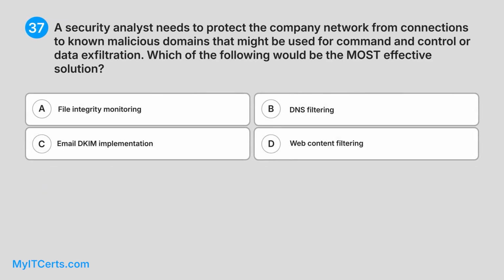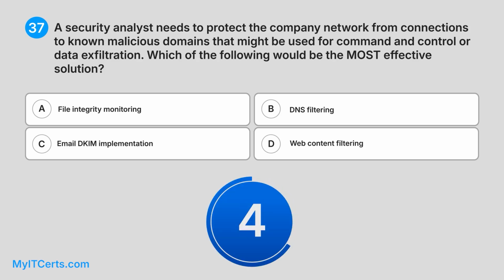37. A security analyst needs to protect the company network from connections to known malicious domains that might be used for command and control or data exfiltration. Which of the following would be the most effective solution? A. File integrity monitoring. B. DNS filtering. C. Email DKIM implementation. D. Web content filtering. Can you guess the answer?